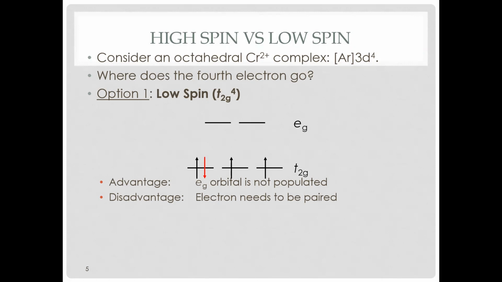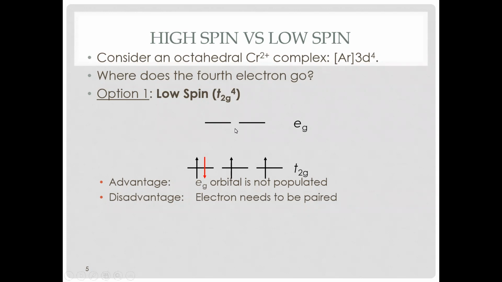So the advantage of this is we're not putting that electron in a higher energy orbital. Things like to be low energy, that's the most stable. But the disadvantage is we're pairing the electrons. And remember, when the electrons are in the same orbital, we've got that pairing energy that destabilizes them. So those two things are working against each other. So again, we call this option 1 low spin.